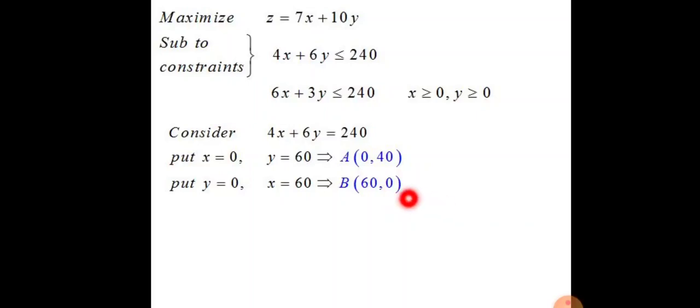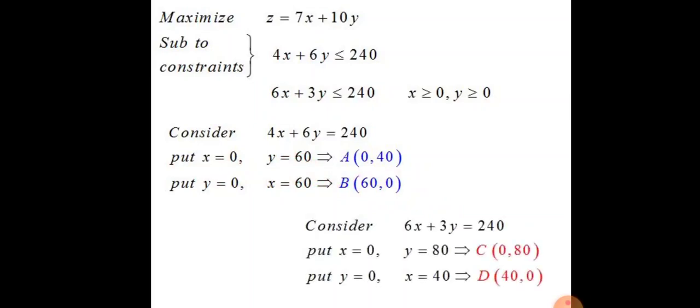Make a correction here. First line, x equal to 0, we get y equal to 40. Second equation, 6x plus 3y is equal to 240. So put x equal to 0, we get y equal to 80, and y equal to 0, we get x equal to 40. These are our 4 points.